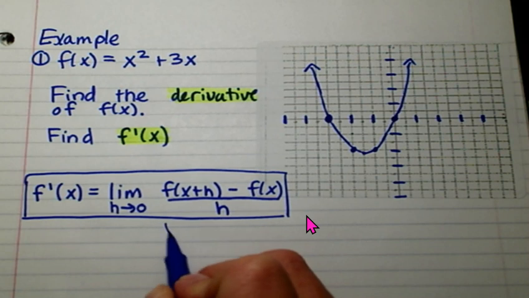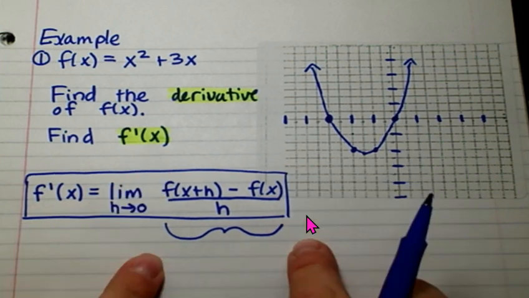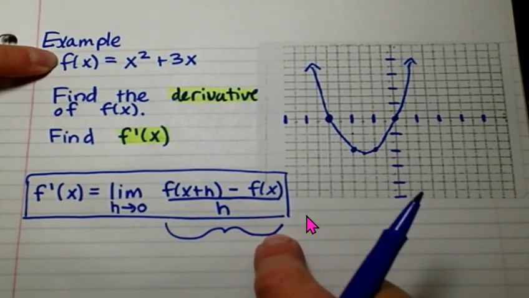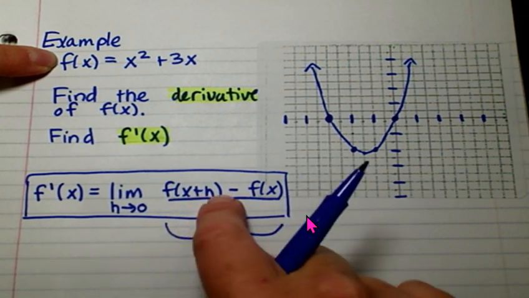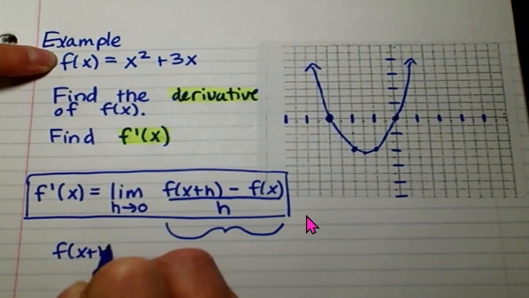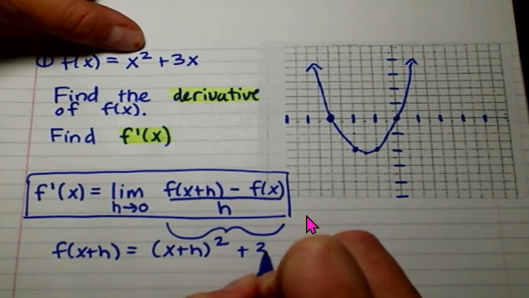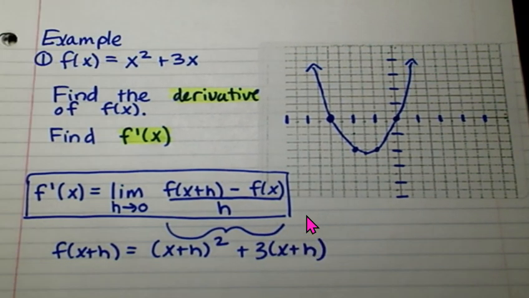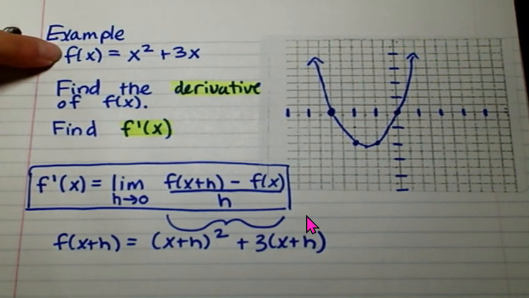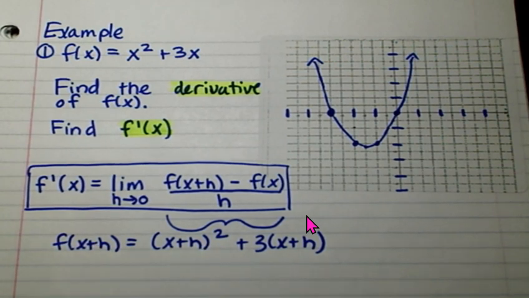Okay, so I'm going to work on this part. Okay, I'm not to the limit yet. I'm just going to try to figure out how to make this and this go together. So I need the f of x plus h. Here's f of x. All right. F of x plus h is when you plug in the x plus h. Okay, notice this is the f of x. This is f of x plus h, where you plug that in.